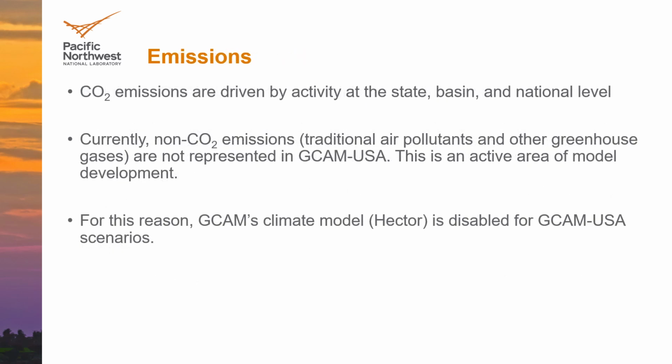Currently, GCAM-USA contains a partial picture of greenhouse gas and traditional air pollutant emissions. Carbon dioxide emissions are driven by activity in the energy and land systems at the state, basin, and national level. However, non-CO2 emissions are not included for any activities represented at the state level in GCAM-USA. For this reason, GCAM's climate model, Hector, is disabled for GCAM-USA scenarios. Including a complete accounting of emissions in GCAM-USA is an active area of model development.